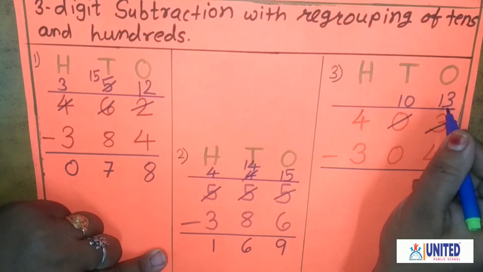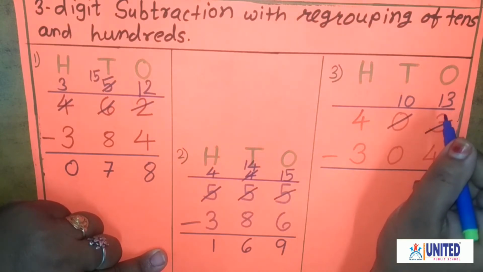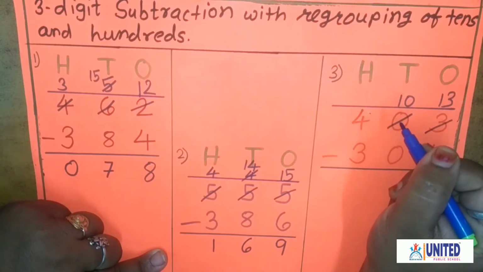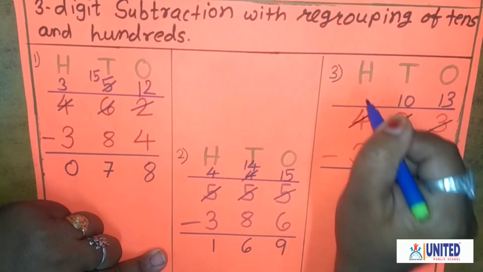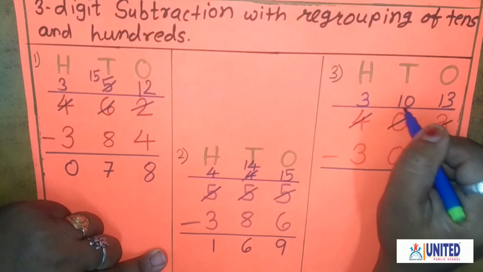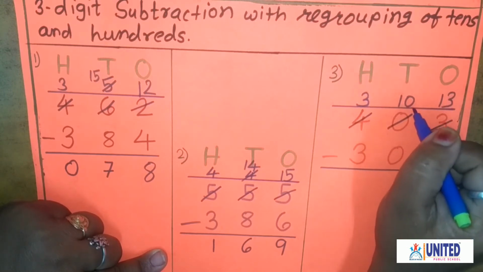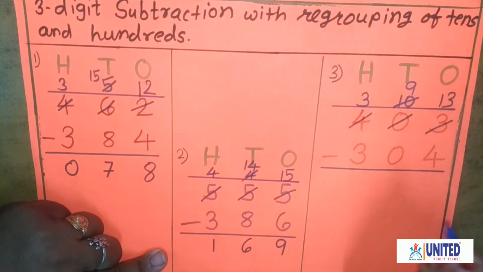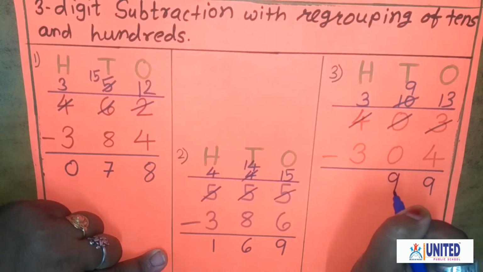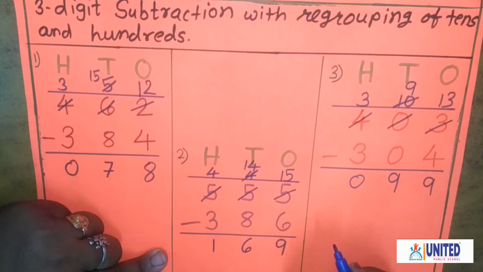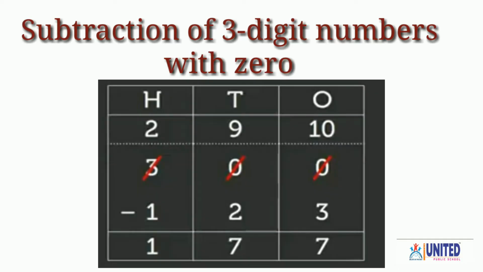But from 0 we cannot take the borrow to the ones column. That's why we take the borrow from the 100 columns. So here we take the borrow from the 100 columns. So here it is 3. And here we take the borrow 10. So from 10, 1 we can give to the ones column. So here it is 9. Now 13 minus 4 is 9. 9 minus 0 is 9. And 3 minus 3 is 0. So our answer is 99. Done.